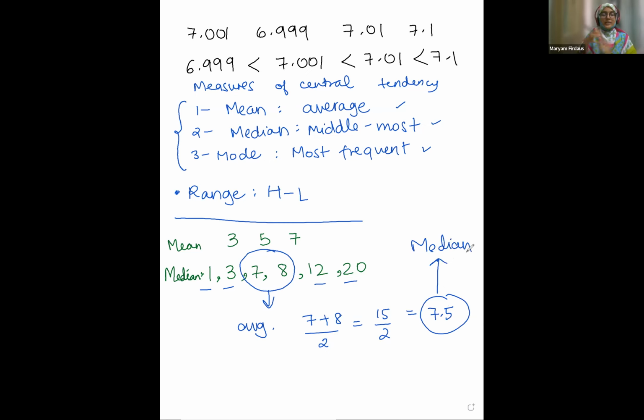Okay, so it's nothing difficult. If the number of observations is odd, you just pick the centermost thing. If it is even, then you pick both of the observations which are at the center and you take their average. Okay, is that clear? Yes. Sure, it's clear.